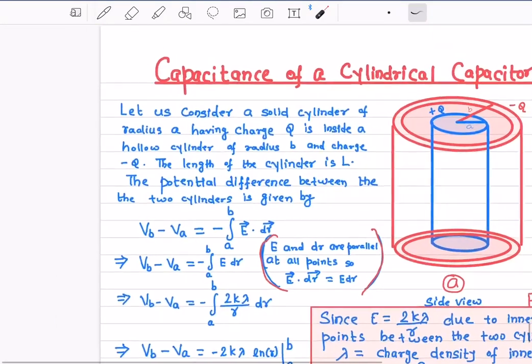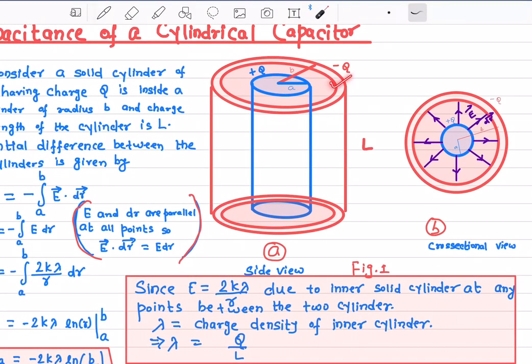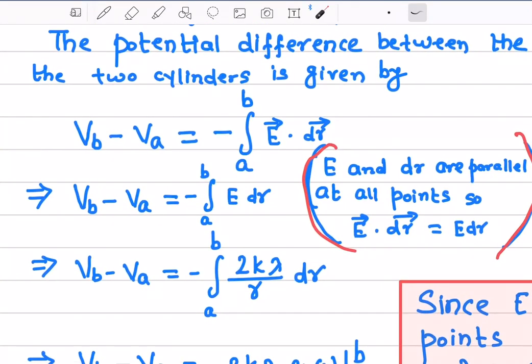Okay, so now first our goal is to find the potential difference between these two cylinders. How are we going to do that? In order to find the potential difference, we'll use this equation, and this equation comes from the chapter on electric potential. If you cannot recall it, I would suggest going back and taking a look. I already have derived this equation.